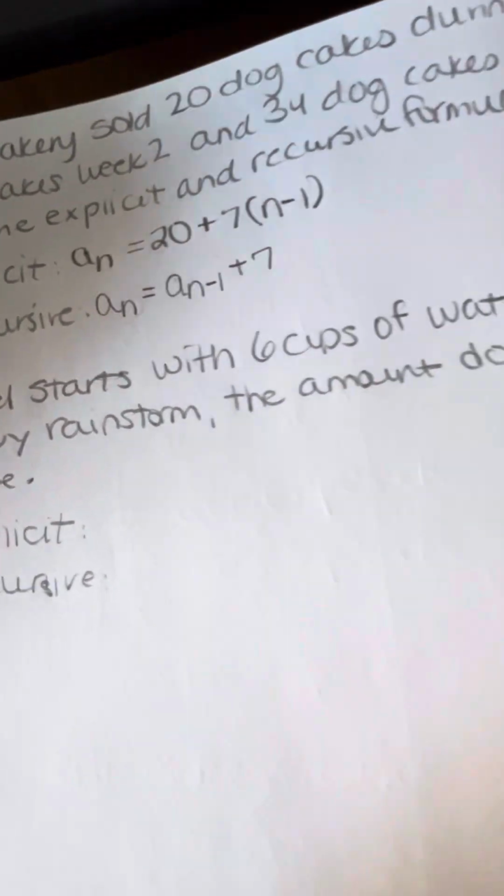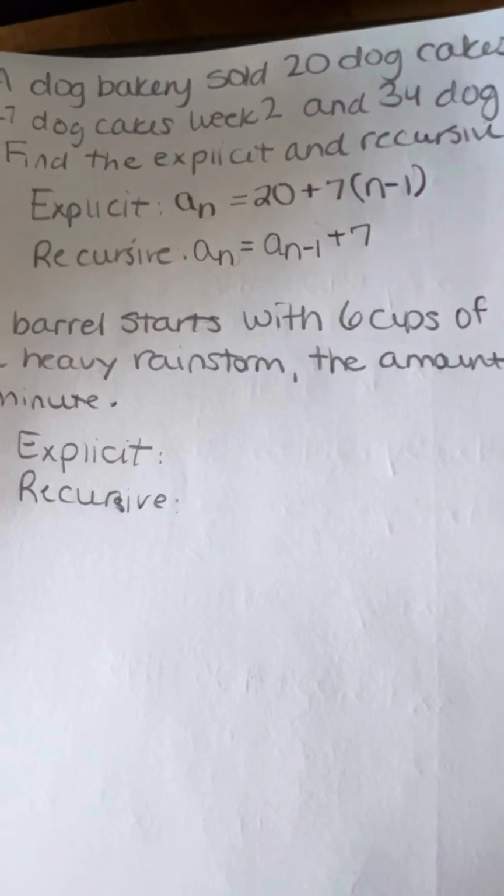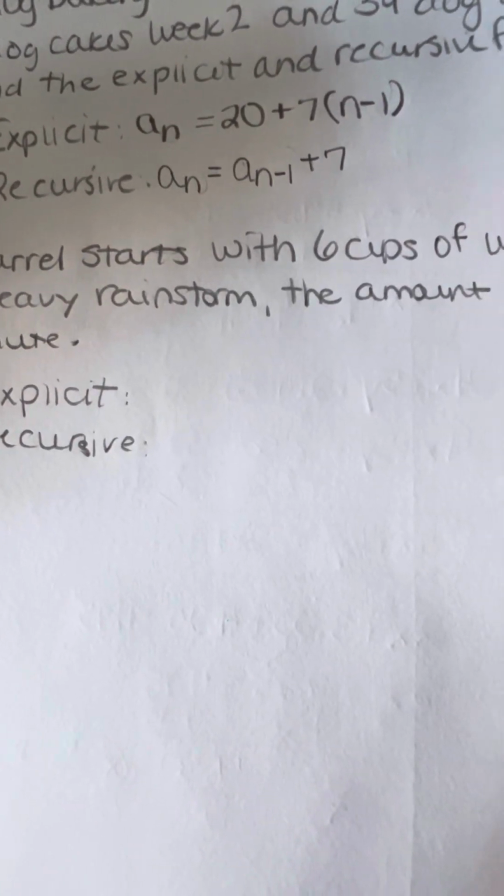We have a barrel that starts with 6 cups of water in it, and then during a very heavy rainstorm, it doubles every single minute. So we're looking for the explicit and the recursive for this problem. The first thing I'm going to look at is I see the word doubles right there. So I know what it started with, and I know that it doubles. So I know the common ratio in this one is going to be 2, because we're going to be multiplying it by 2 every minute.